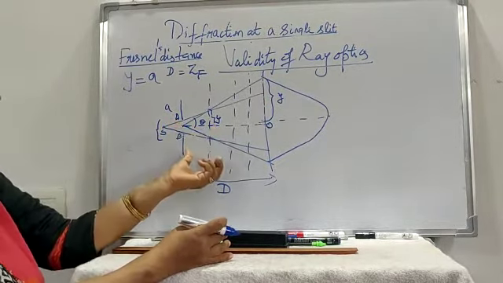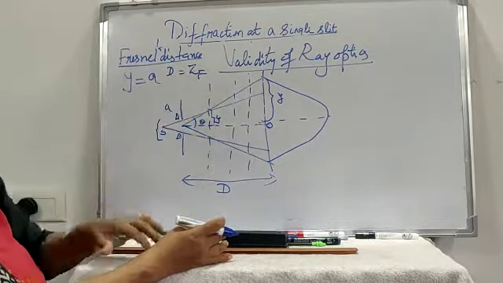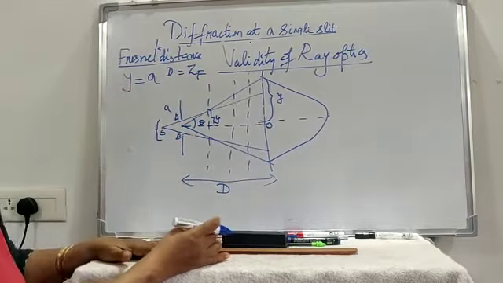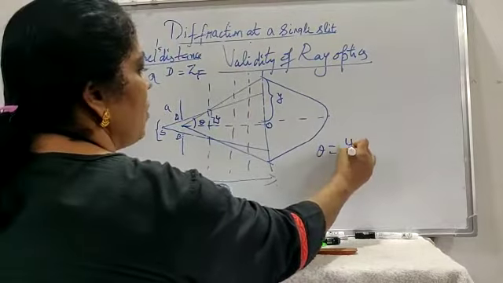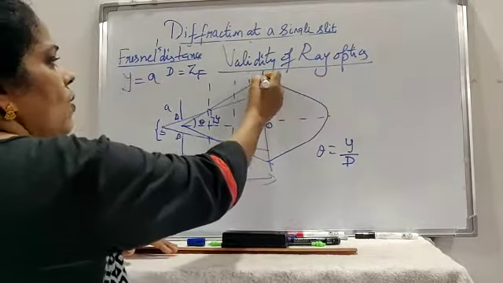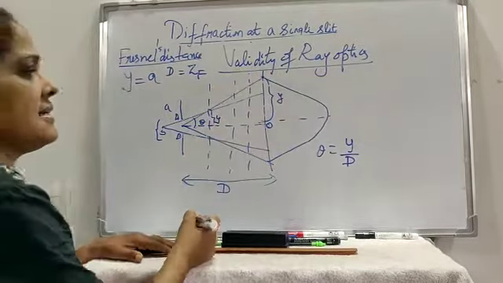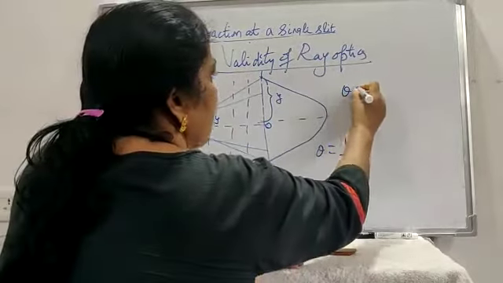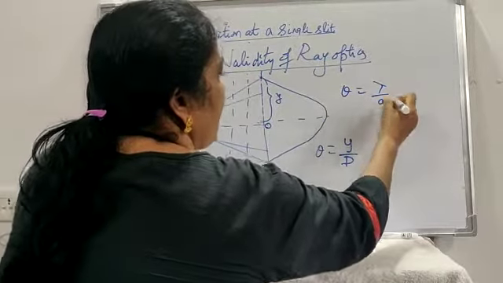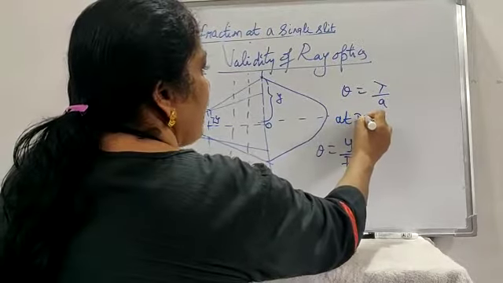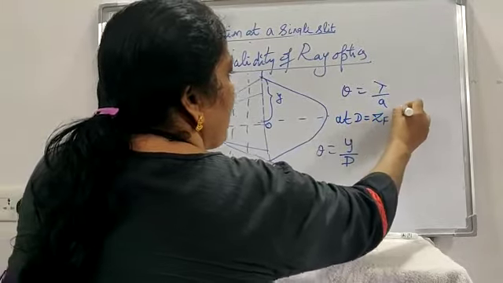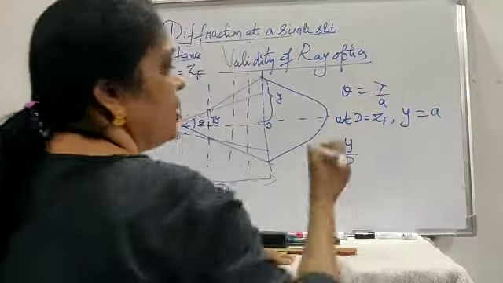Now let us calculate Fresnel's distance using a formula. From this figure you can see that theta is equal to y by d. Now what is the condition for the first secondary minima? Theta is equal to lambda by a. At Fresnel's distance, that is d equal to zf, what happens? y becomes equal to a.